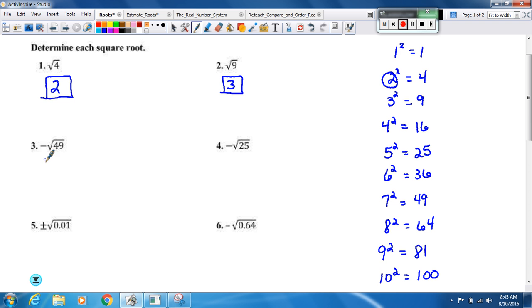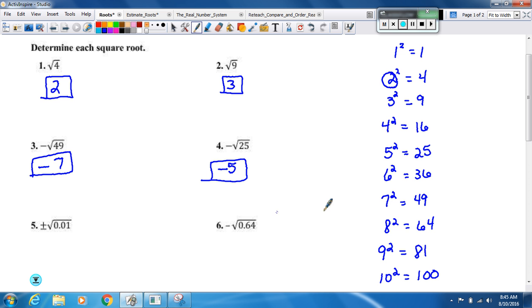The negative in front of this next one just stays in your answer. So we're looking for 49. 7. So negative 7 is the answer on that one. Any signs out front just stay out front. So this is going to be a negative here. 25 has a 5 in front of the exponent, so negative 5, because the negative was already there to begin with.